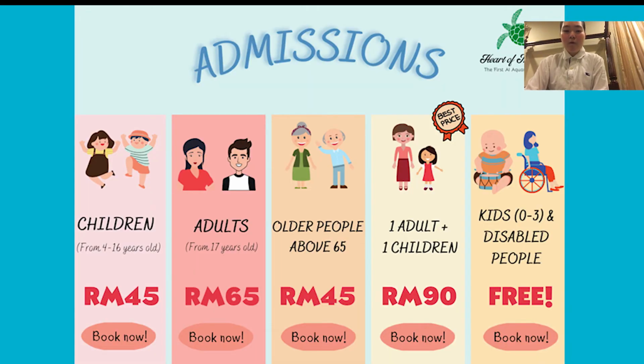For children from 4 to 16 years old, we will price our range from 645 ringgit. For adults 17 years old and above, we will price it at 65 ringgit. For older people above 65 years old, we will price it same as children, 45 ringgit. We also have a deal where one adult and one child would cost 90 ringgit. For kids from 0 to 3 years old, they will be free to enter. For disabled people as well.